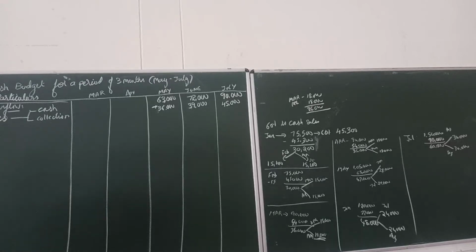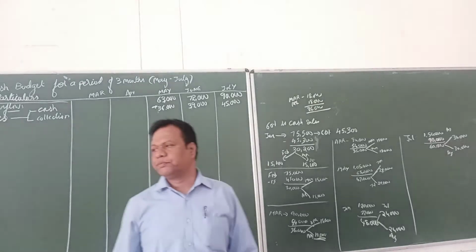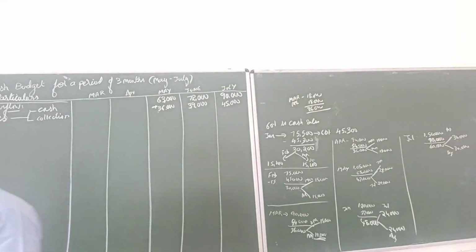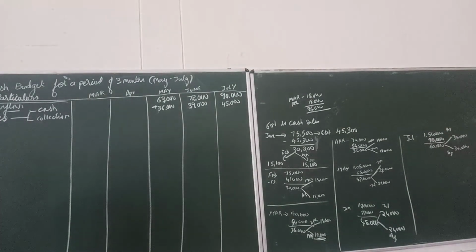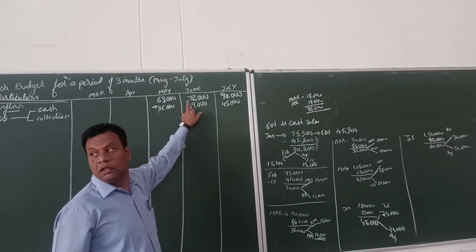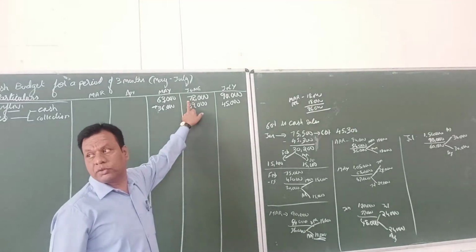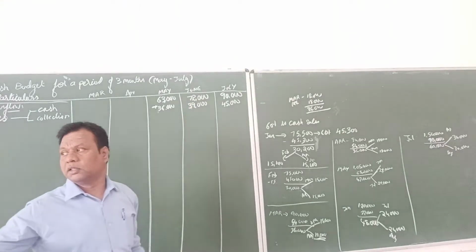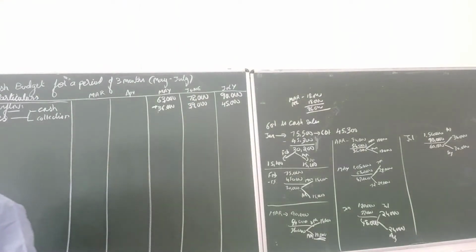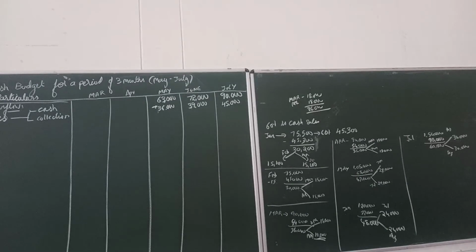Okay. So now, any other information given? Sir, June month cash sales, before June month cash sales we have taken, no? Cash is 72,000, right? Yes, sir. What's your query? Is it clear? First we are taking cash sales, then we are taking collections. Is that clear to all of you?